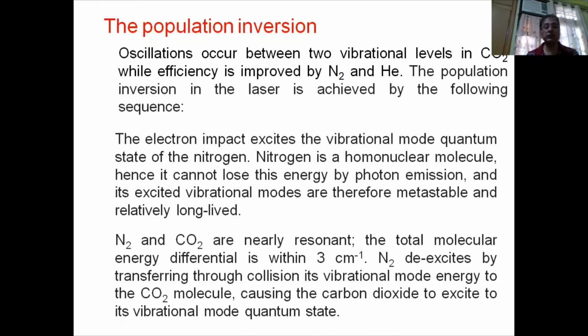N2 and CO2 are nearly resonant. The total molecular energy differential is within 3 per centimeter. N2 de-excites by transferring through collision its vibrational mode energy to the CO2 molecules, causing carbon dioxide molecules to excite to its vibrational mode quantum state.